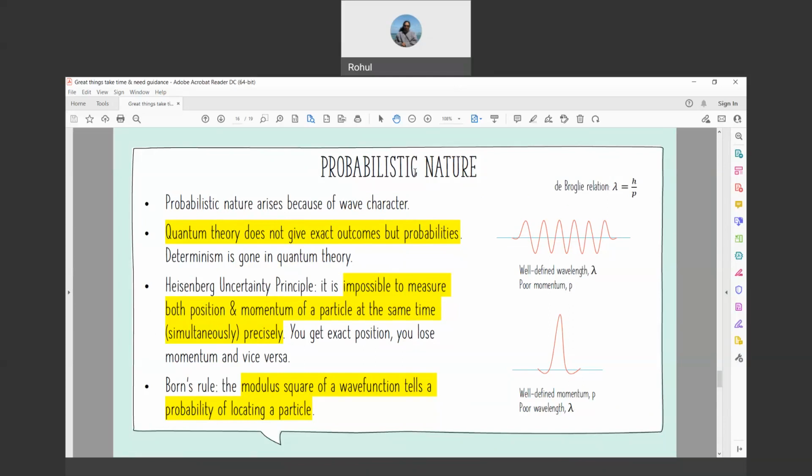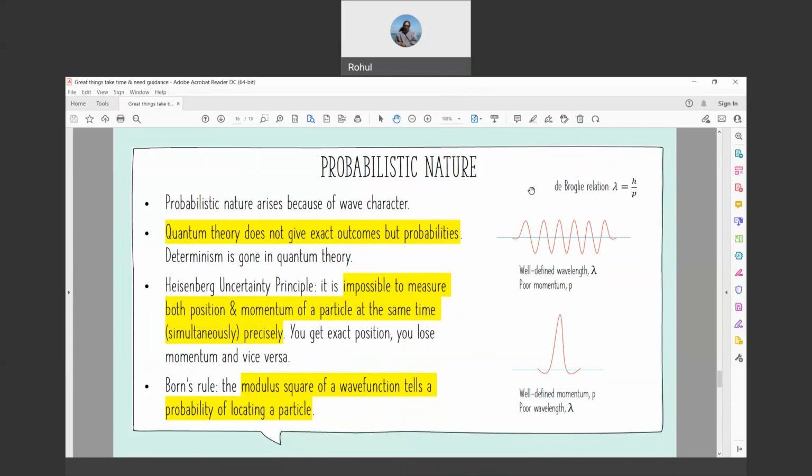This probabilistic nature is encoded in the Heisenberg uncertainty principle, which states that it is impossible to measure both position and momentum of a particle at the same time precisely. Once you get exact position, you lose information about momentum, or vice versa. And then there is another rule called Born's rule, which states that the modulus square of a wave function tells the probability of locating a particle. We will look at Born's rule in the next lecture when we deal with the Schrodinger equation and how to solve it to get a wave function.